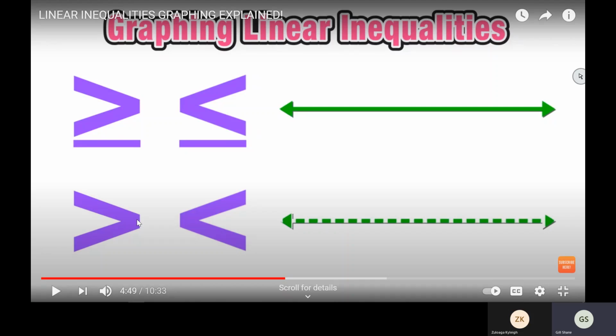I'll give you a second to copy those symbols down, and you may want to write, draw a solid line above that. And then here, if you have these, draw a dashed line. So that's probably what you would write. If you have these, draw a solid line. If you have these, draw a dashed line.